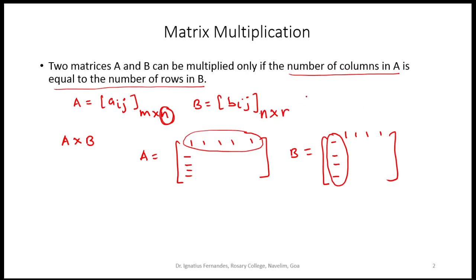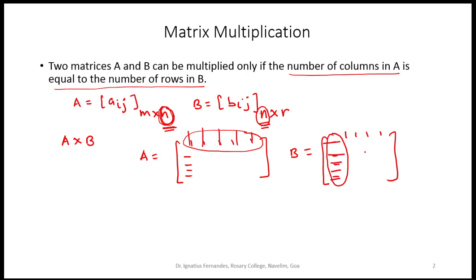So in case you want to verify whether two matrices can be multiplied or not, if you want to find out A into B, then the first thing that you should do is check the number of columns in A and the number of rows in B. The matrix multiplication can be carried out only if the number of columns in A is same as the number of rows in B.